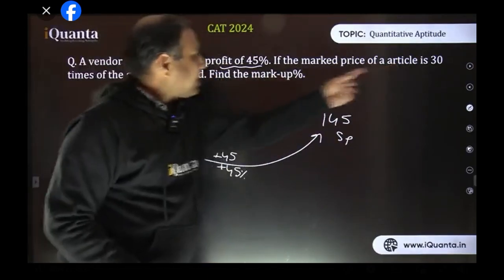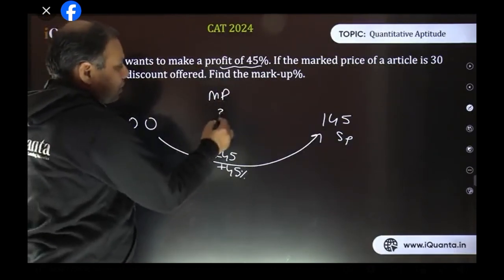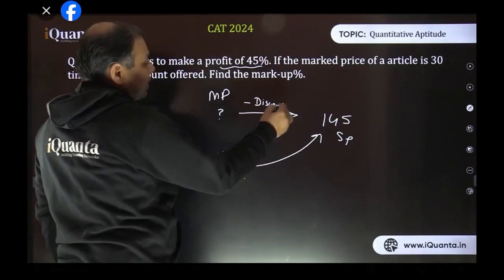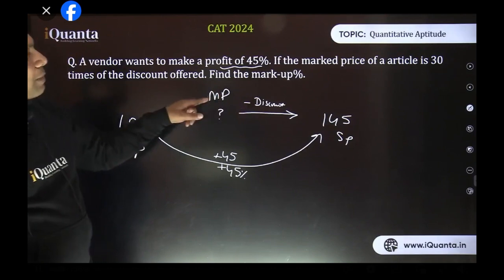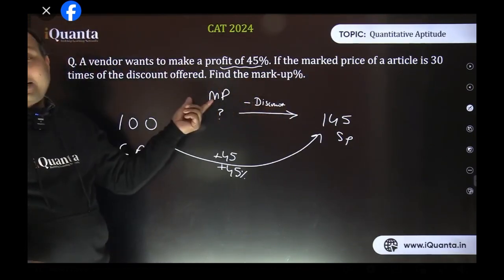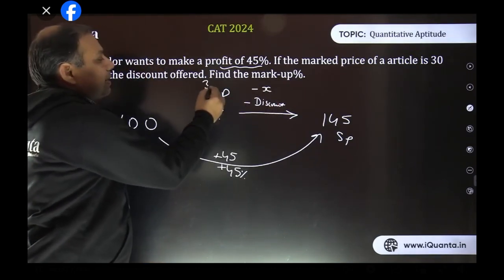So the mark price of the article is 30 times the discount offered. There is a certain mark price at which there is some discount offer, and it is mentioned that this mark price is 30 times of the discount offer. So whatever the amount of discount, 30 times that is the mark price, right? If that discount is, let's say, X, then the mark price is 30X, isn't it?